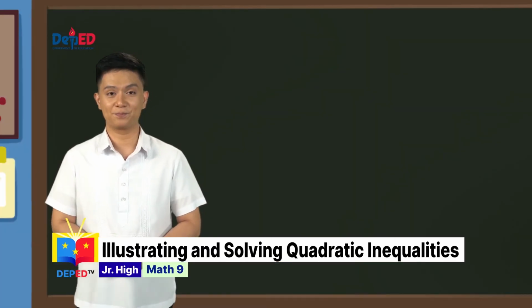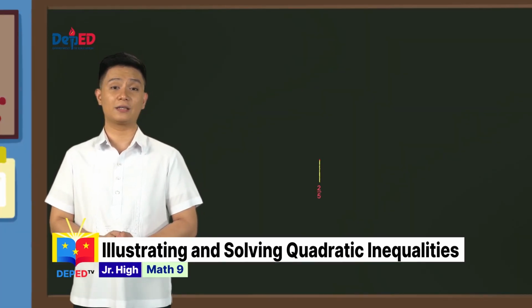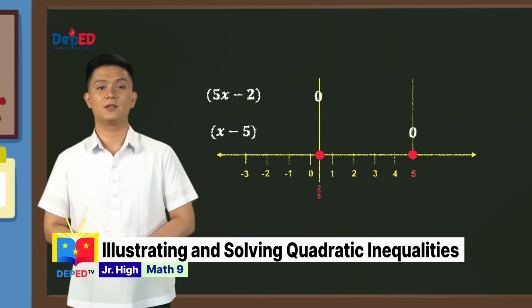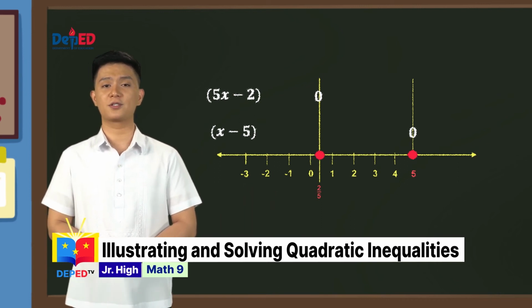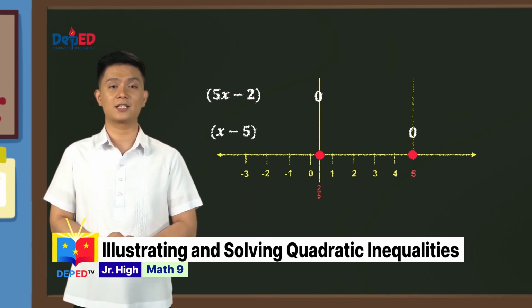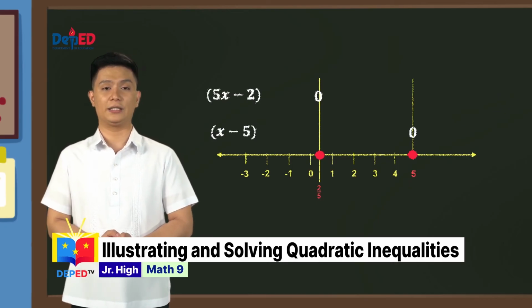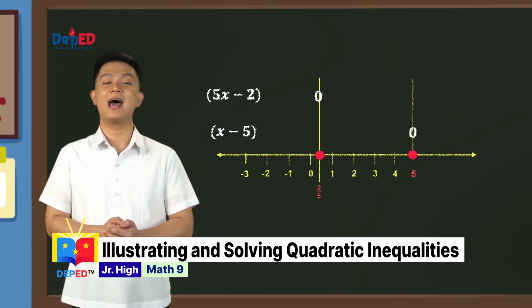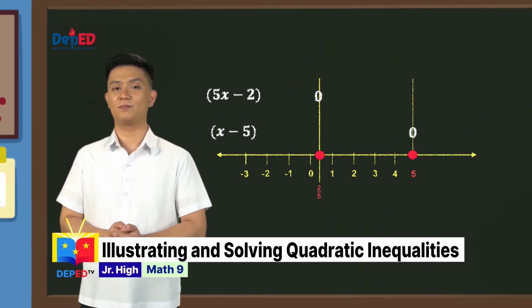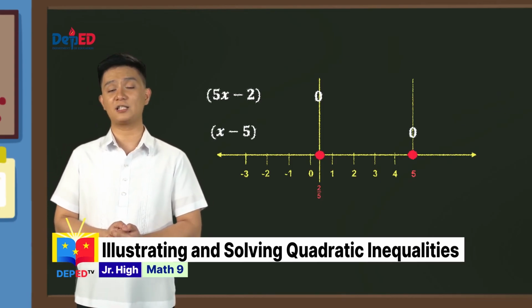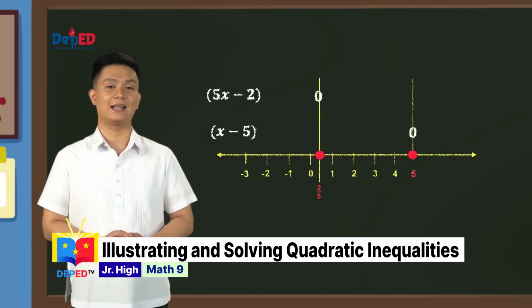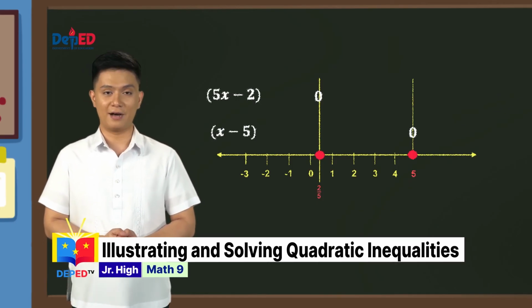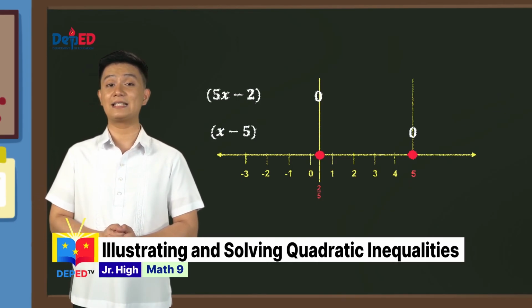And time is up. The number line should look like this. Solid circles are used and solid lines are drawn through each of the critical points. I already added the details that at x equals 2/5, the value of the factor 5x minus 2 is 0, and at x equals 5, the value of the factor x minus 5 is 0.